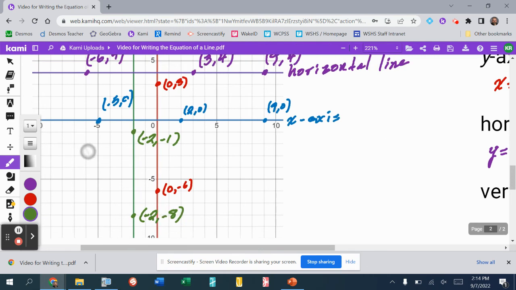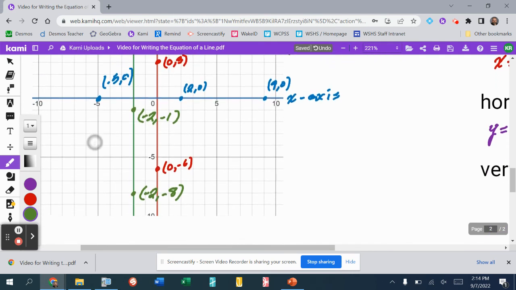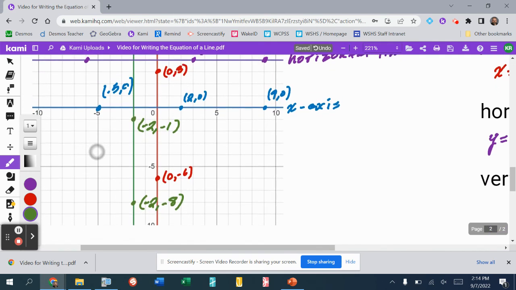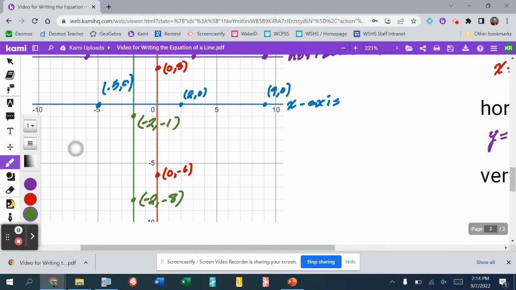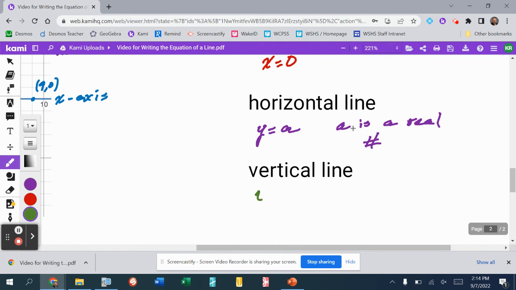Now, similar to all of our axes and our other horizontal lines, you notice here in a vertical line that all the x-coordinates are the same. So when I go to write an equation for it, we're going to have x equals, and in this case it was negative 2, but it doesn't have to be negative 2. It could be x equals 5. It could be x equals negative 17. So what we're going to do is say x is equal to b, and b is also a real number.